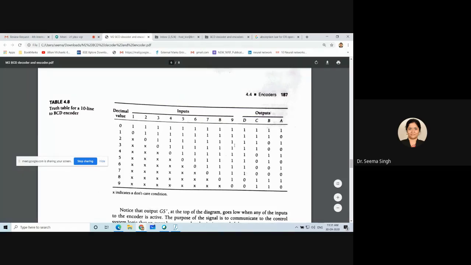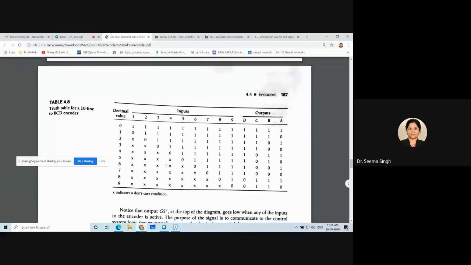So this is the truth table of a 10 line to BCD encoder for an active low input and an active low output with priority given to MSB. You people can note down whatever I am saying: it is an active low input and active low output with priority given to MSB. How that priority is shown in the truth table, I have just explained. Now you are supposed to make a circuit of it or make an equation of it. I told you in the last class how to make an equation for this.